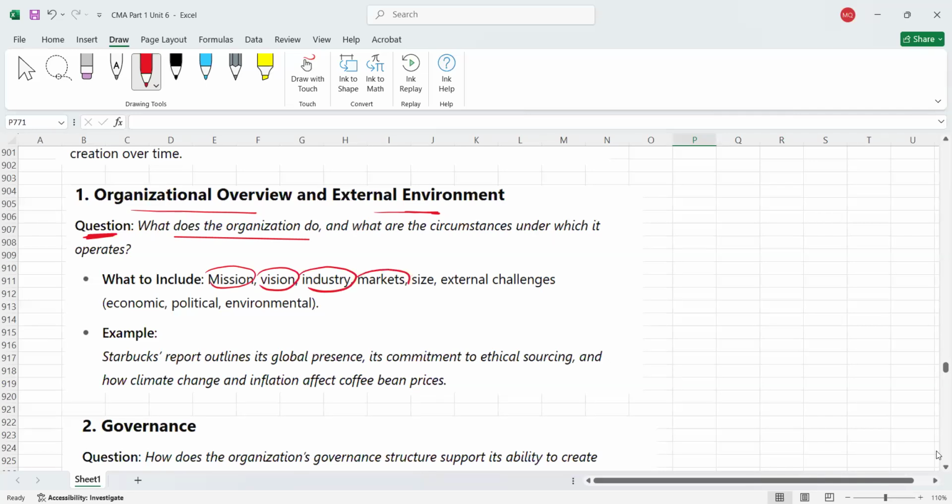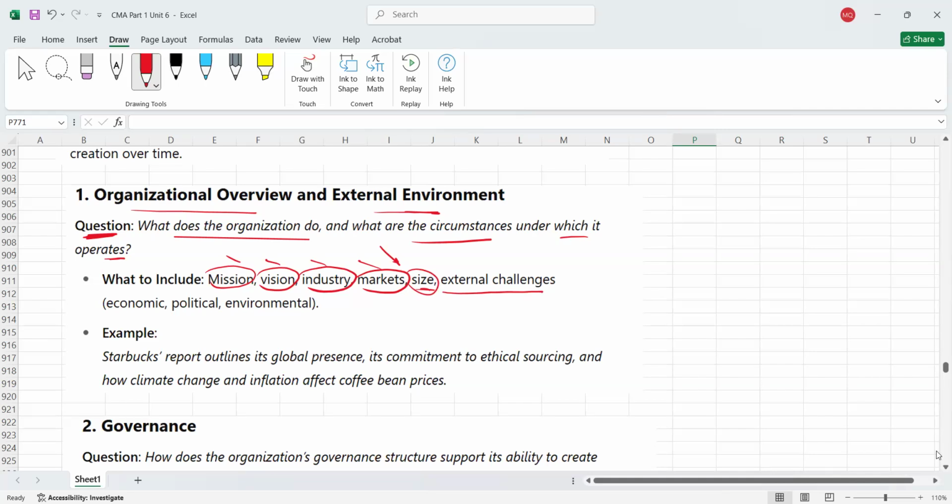The market in which you are operating, the size of the organization. You also need to include the circumstances under which it operates. This is the answer for this question: what the organization does, and what are the circumstances under which it operates. So you should remember this. As a company, you will include information about mission, vision, industry, markets, size of the company, and external challenges.